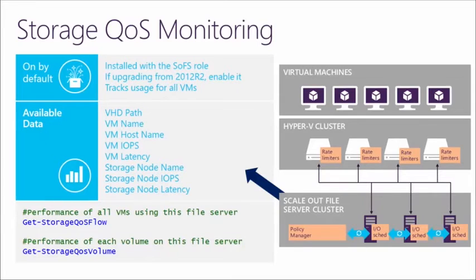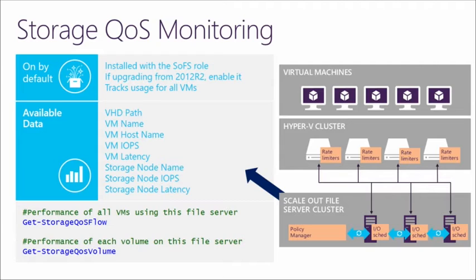If we take a look here, you'll see that we can pull latency, IOPS, storage node IOPS. So all of these different metrics, a very rich set of metrics, can help us make better decisions and monitor our storage performance across the scale-out file server infrastructure.